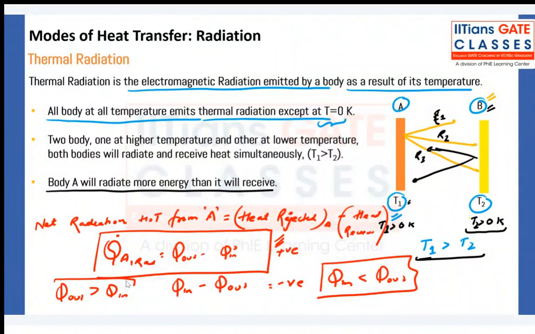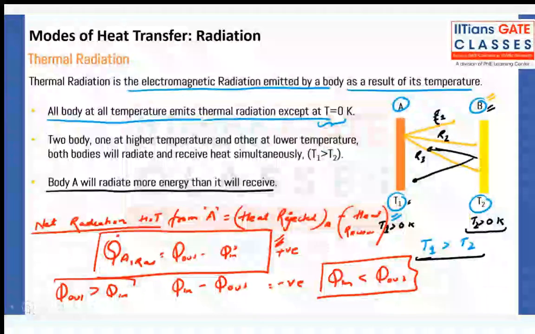Is it clear? We don't have to rely on any single formula. You should just know the concept. That is more than enough. Since it is asking for net radiation heat transfer, how much heat is transferring, that is why it is Q out minus Q in. It is transferring this much amount of heat.